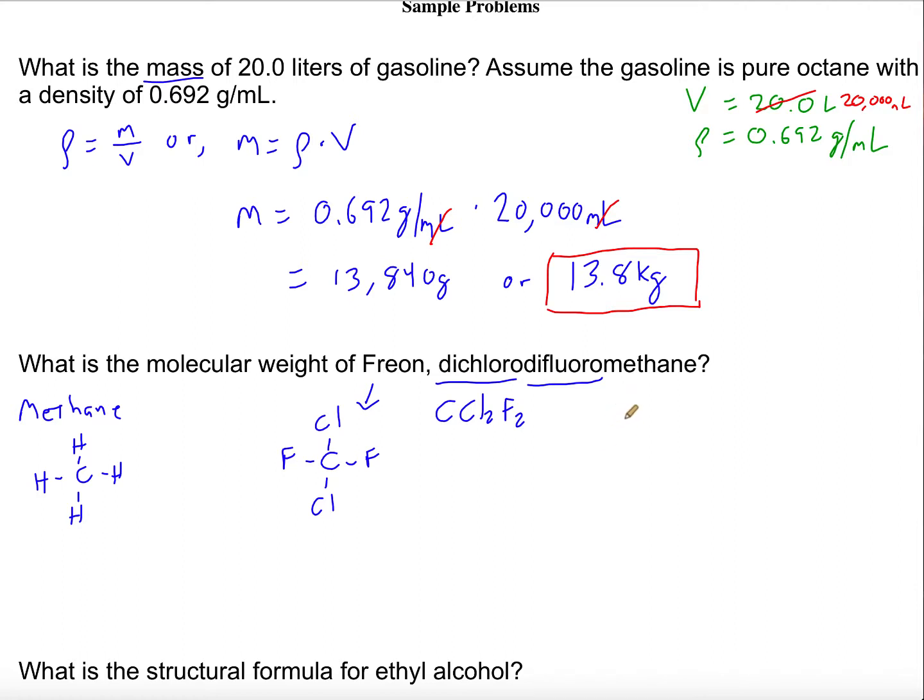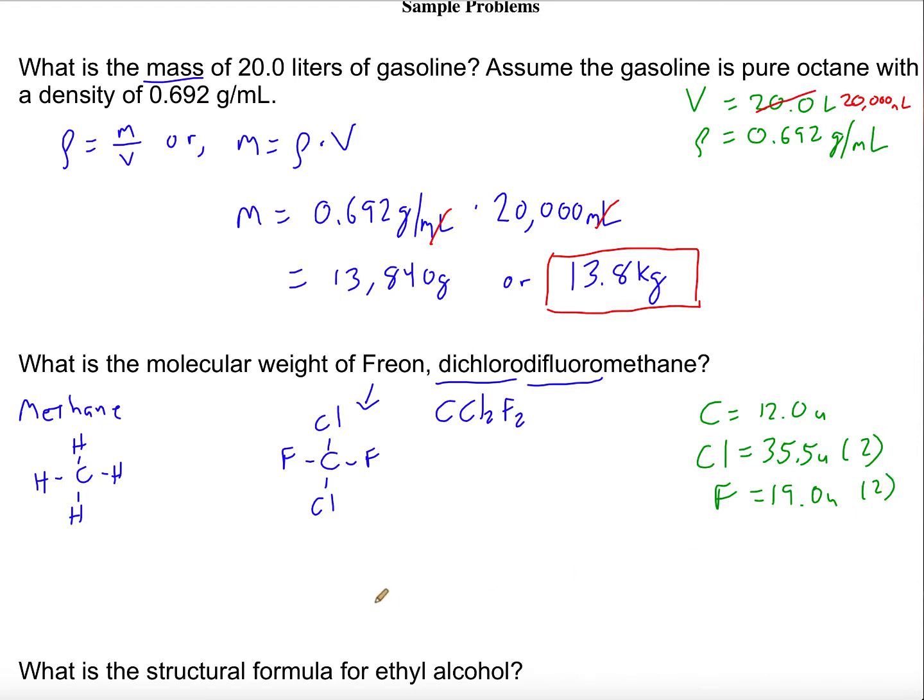So now we can figure out the molecular weight, and let's write them up over on the side here. Carbon is 12.0 units. We know that chlorine is 35.5 units, and there are 2 of those. And we know that fluorine is 19 units, and there are also 2 of those.